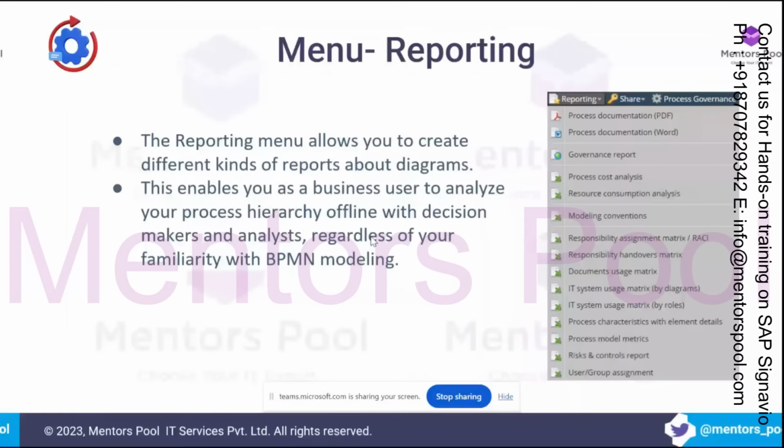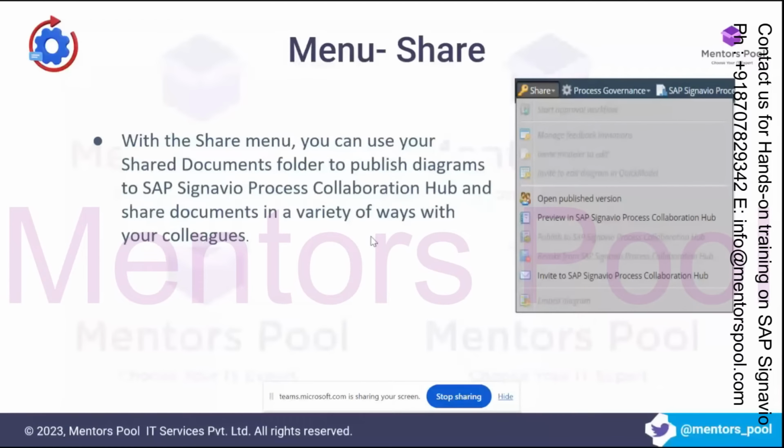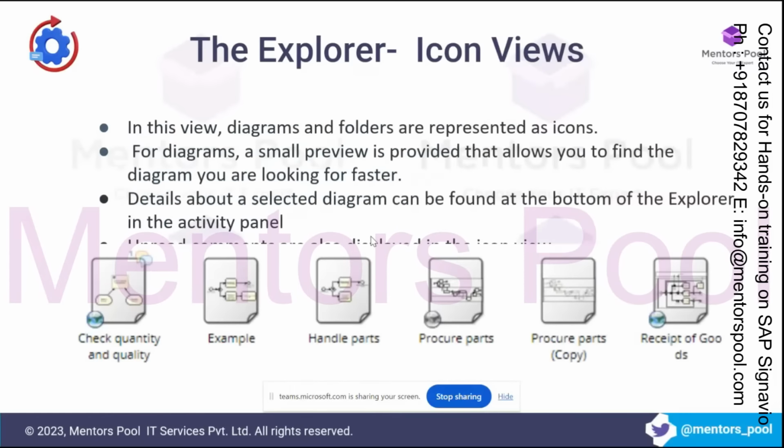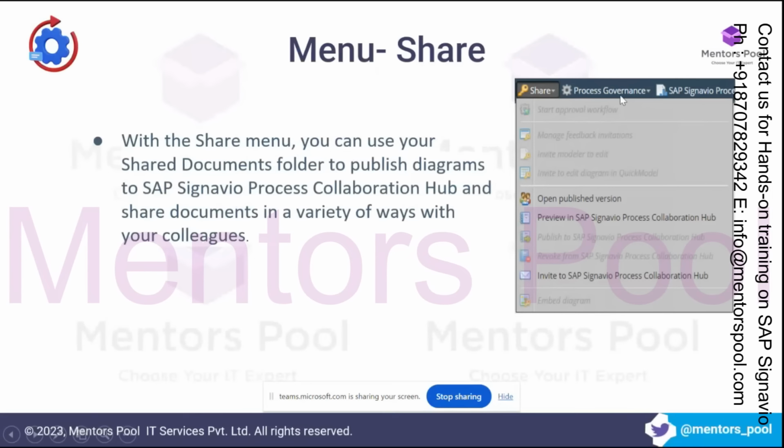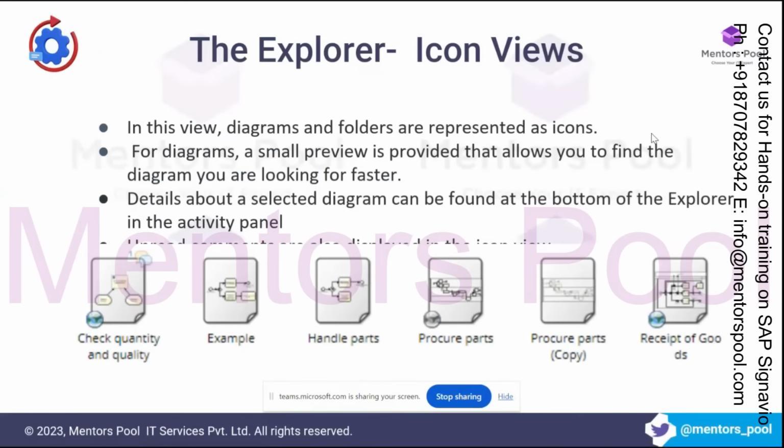The next menu is share. Basically it is used to share for a collaboration hub, if you want to send something to somebody to add some comments or feedback. Let's say a project manager is there and wants to invite another modeler to make some changes; he can say invite modeler to edit. There is a menu for that. Then we have two more menus which I have not discussed here: process governance and process insights. Suppose whatever you have created, you want to post it to process governance; we can do that using process governance and process insights. Okay.